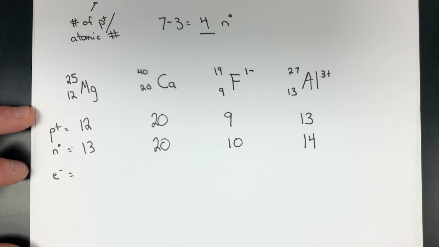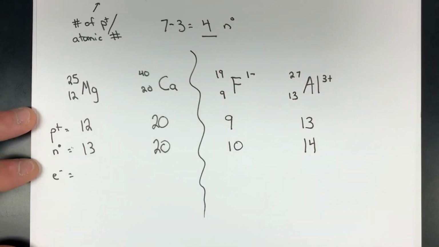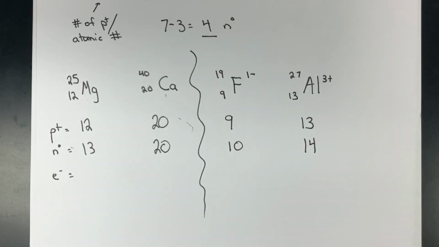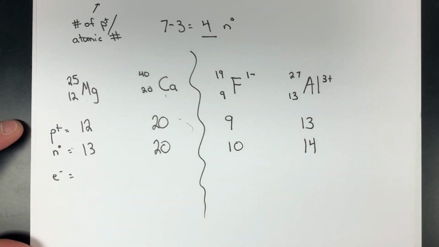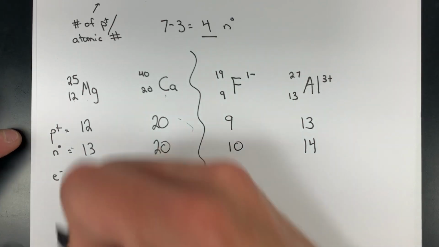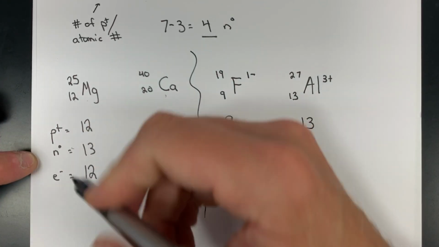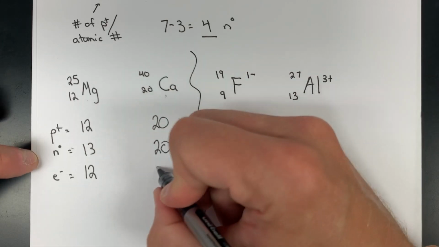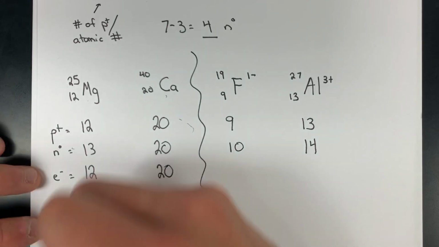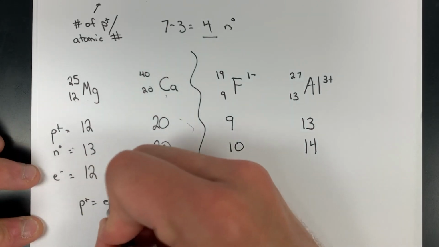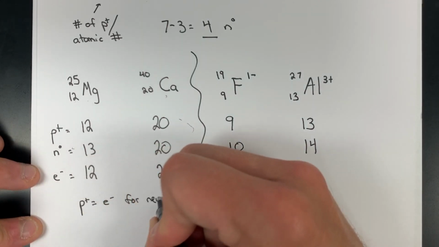Now, number of electrons, for these, we're going to chunk this out a little bit. For these first two examples, we have neutral atoms, right? So the number of protons will be equal to the number of electrons. If protons are positive and electrons are negative, that is to say that if there's no charge, they'll cancel each other out perfectly, okay? So 12 electrons for our magnesium atom here, and 20 electrons for our calcium atom there. So again, protons equals electrons for neutral atoms.